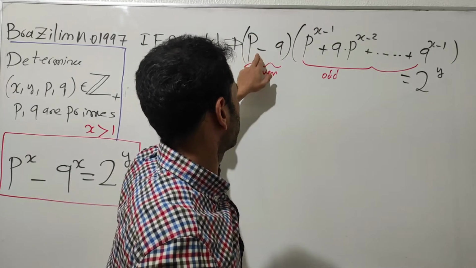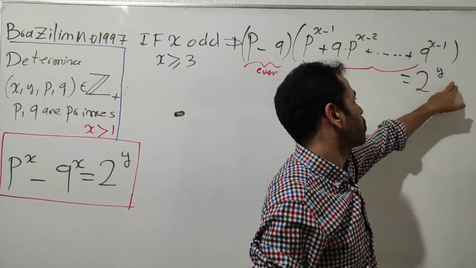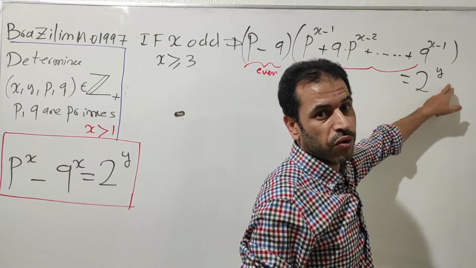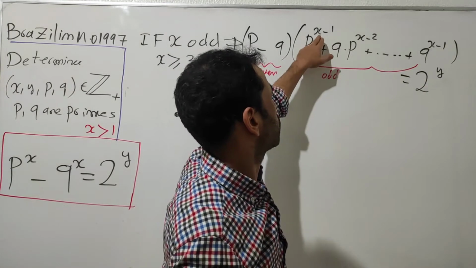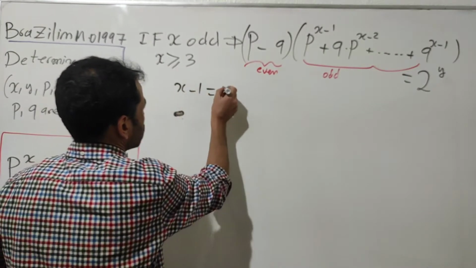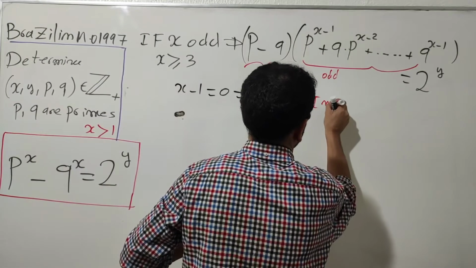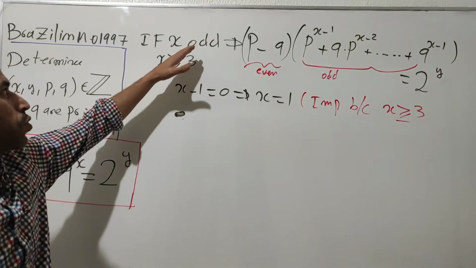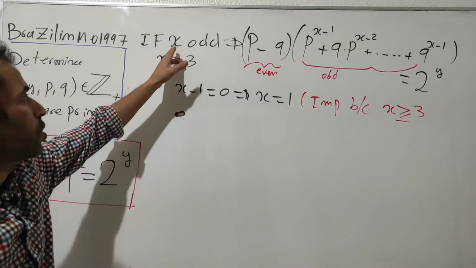So the whole evenness goes towards the number 2 as a power, but this other factor goes towards number 1, because the only odd factor that we have is number 1. So the whole thing equals number 1. If this is equal to number 1, then the exponent x minus 1 equals 0, which means x equals 1. That is clearly impossible, because x is at least 3. Which means on an odd exponent we have no solutions, so the only solutions we can get are when x is even.